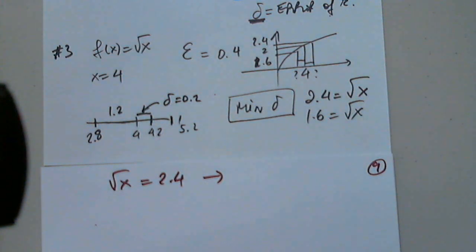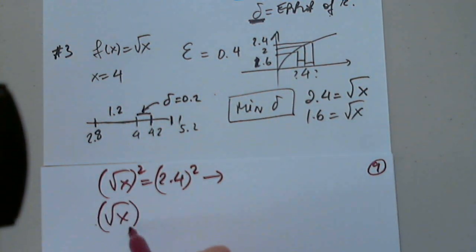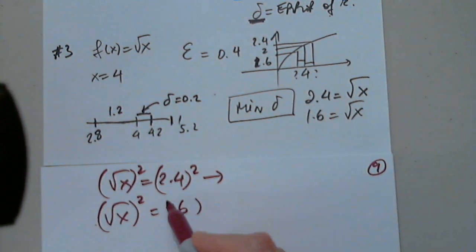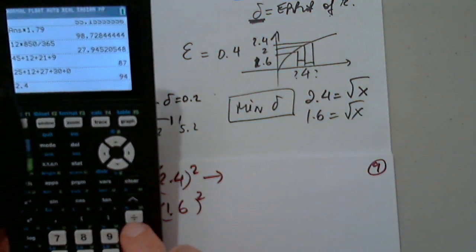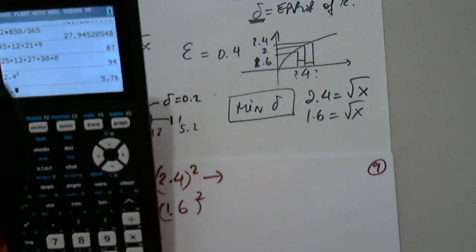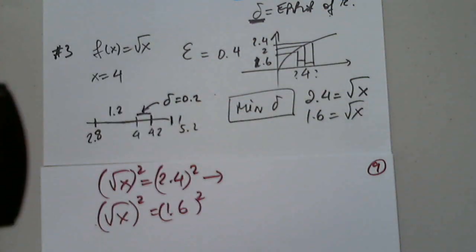What operation do I apply to both sides? What is the operator that I need to apply? Of course, we square both sides. That's the operator that we need. The same thing with 1.6. Yes, I have my calculator handy. 2.4 squared and 1.6 squared: 5.76, 2.56.